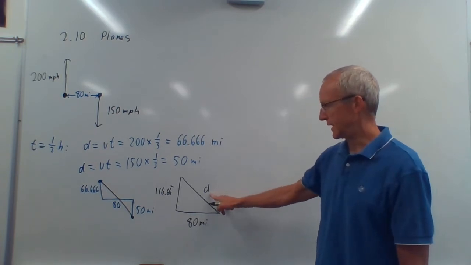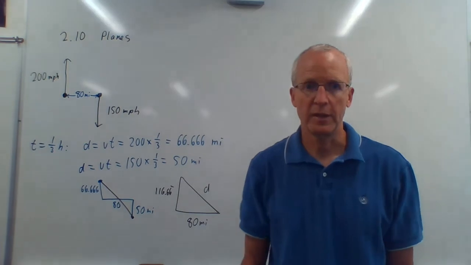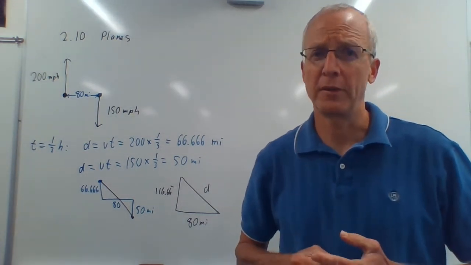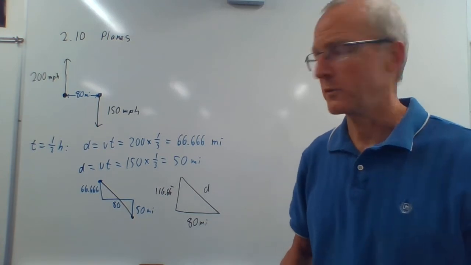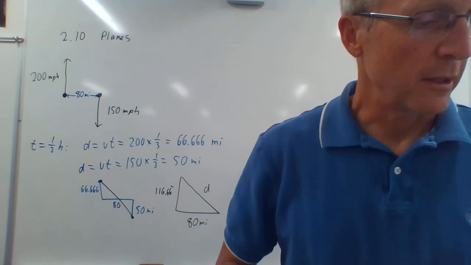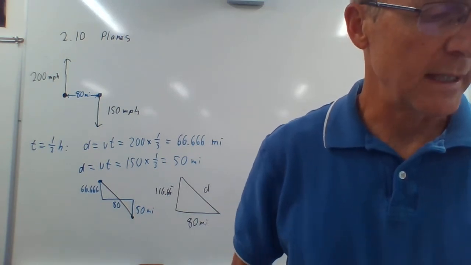And now we can figure out d by the Pythagorean theorem. d squared is 80 squared plus 116 squared. You can figure that one out. A lot of this one is just drawing the picture and figuring out what's going on here. That's part A. Or there's no part A, they just asked two questions. How far apart are the planes in 20 minutes? That's what we did.